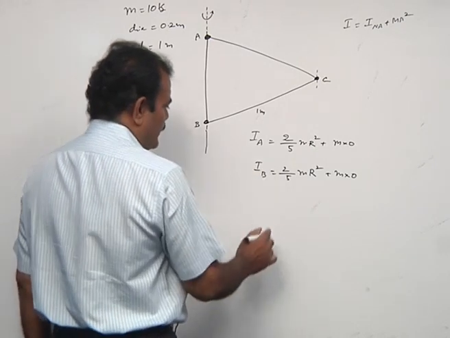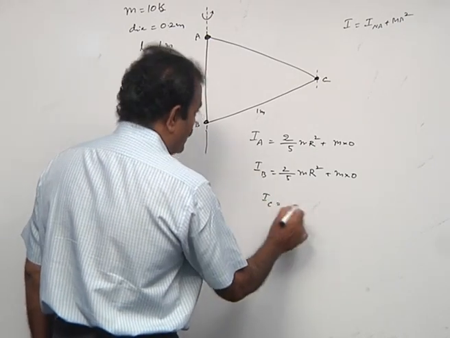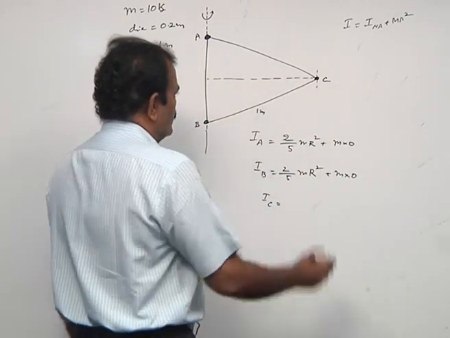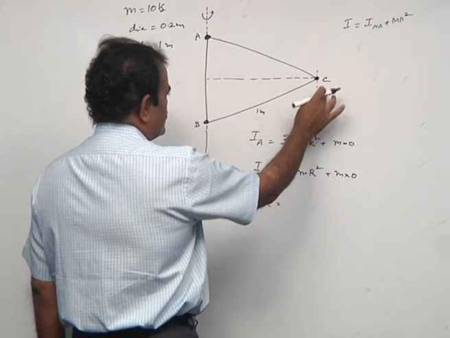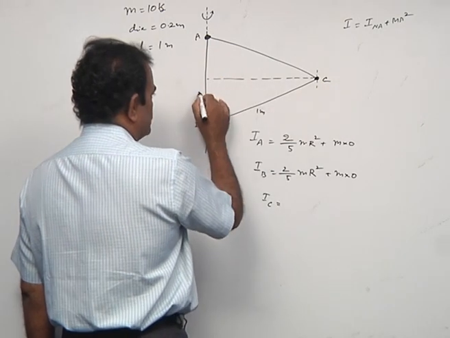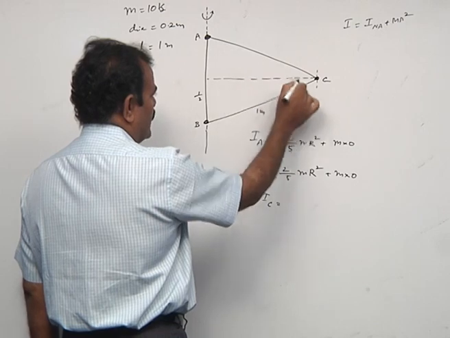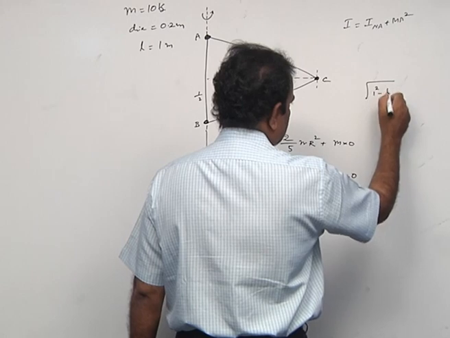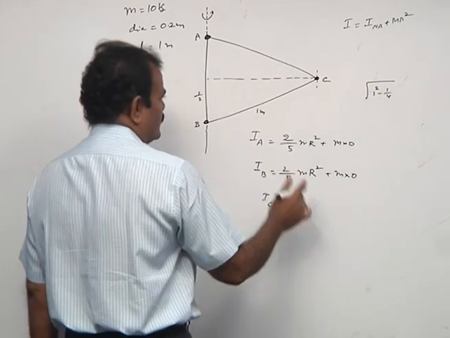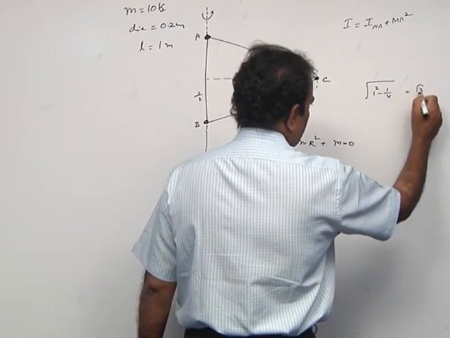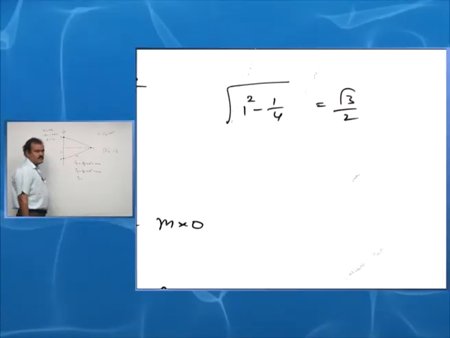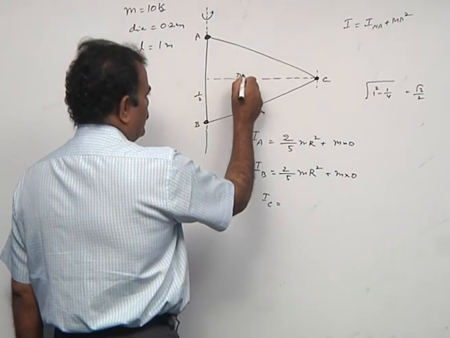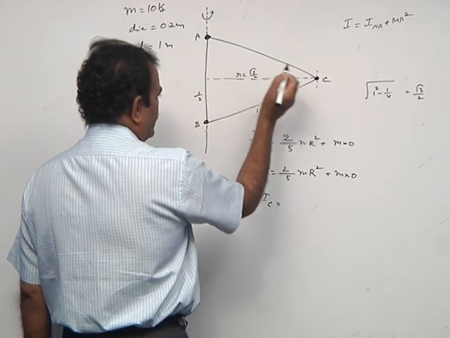Next, coming to this IC, for that we have to take the perpendicular distance. These are the two axes, and here it is 1, and this becomes 1 by 2, and you have to find this altitude. For that we take the square root of 1 squared minus 1 by 4, that becomes the square root of 3 by 4, which is root 3 by 2. So this r can be taken as root 3 by 2 meters.